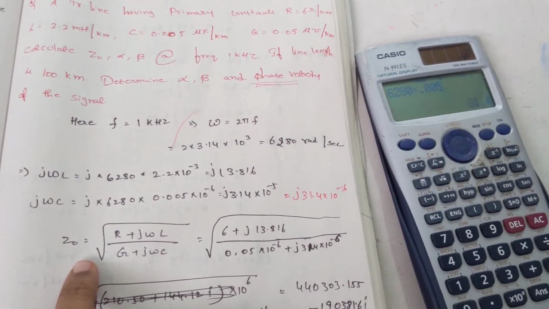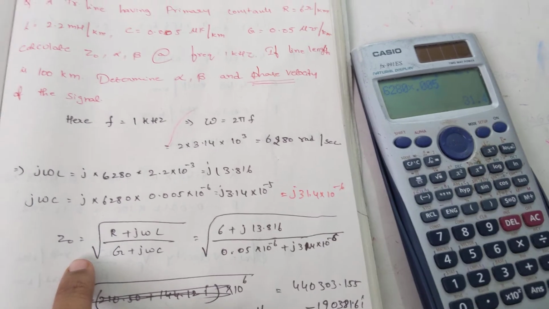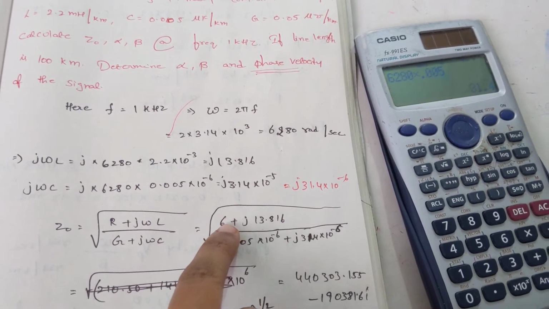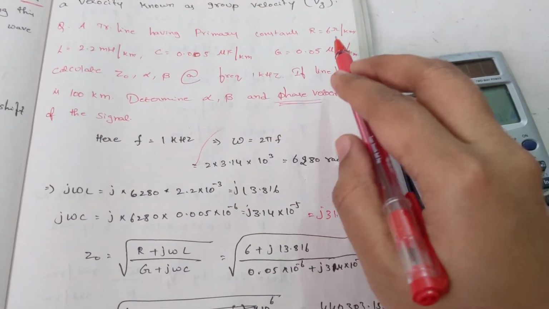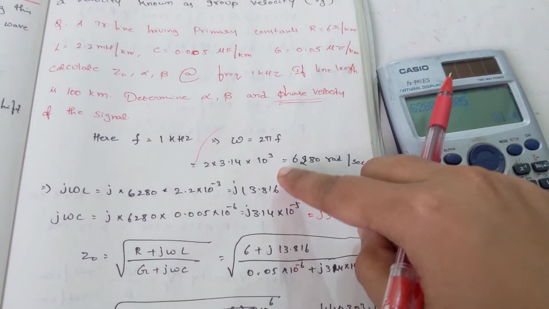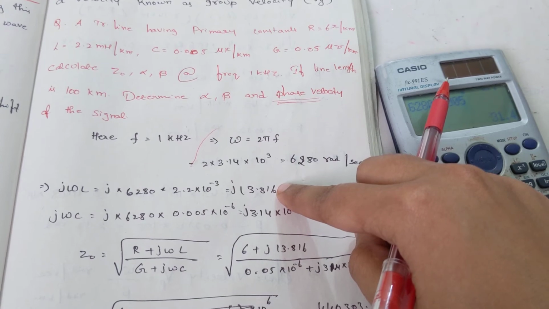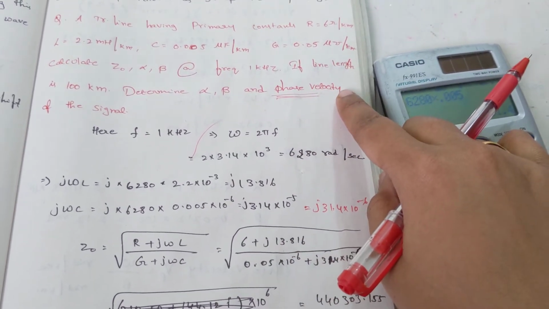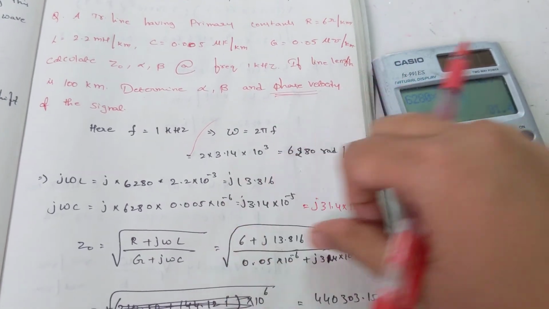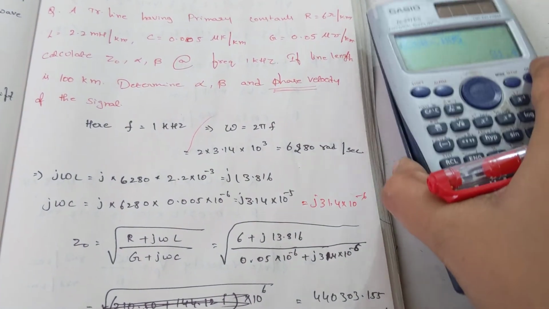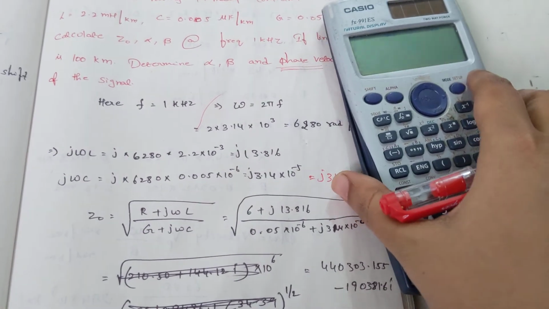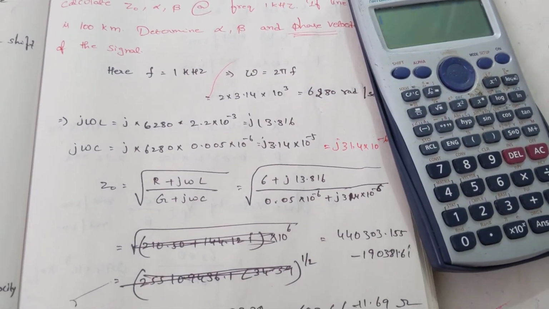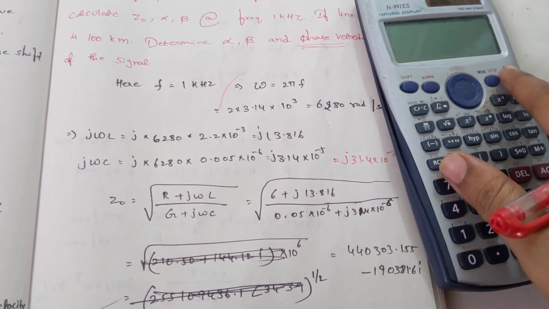So here you are supposed to find out your Z0, alpha and beta values. So Z0 equals square root of, I have the R value as 6, and j omega L value already I found out, 13.816, and G value as 0.05 into 10 power minus 6, and j omega C value already found out. So now we are supposed to calculate what will be this value.